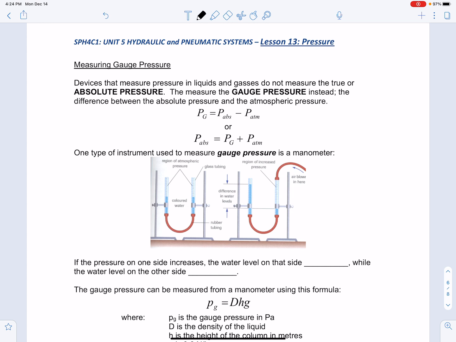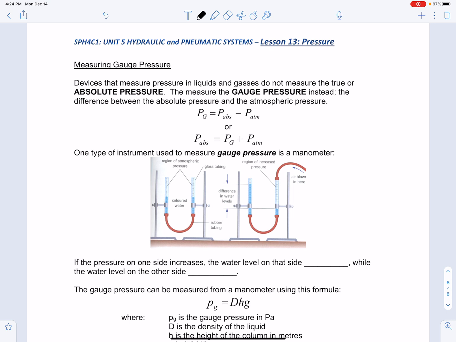If you want to measure gauge pressure, and that's the pressure of a hydraulic or pneumatic system, we have to use devices that measure pressures in liquids and gases. They don't measure the absolute pressure. What we measure instead is called the gauge pressure, and it's the difference between the absolute pressure and the atmospheric pressure, because regardless of what's going on inside of the container, what happens on the outside is important as well.